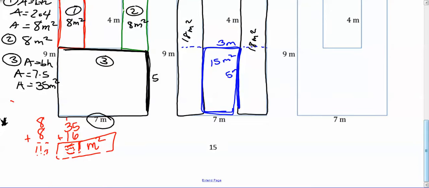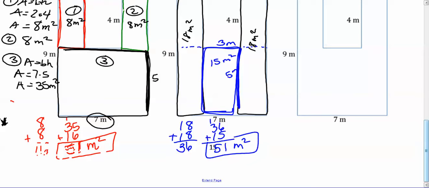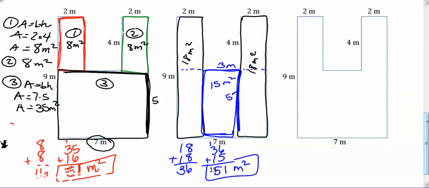So 18 plus 18 gives you, very good, 36 plus 15. 6 plus 5 is 11. We're going to get 51 again. So 51 meters squared. And notice, we cut it up differently, but if you did it correctly, it should still add up to the same area. Let's take a look at this last one.